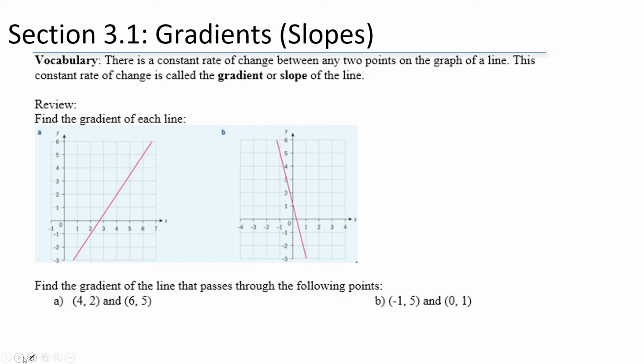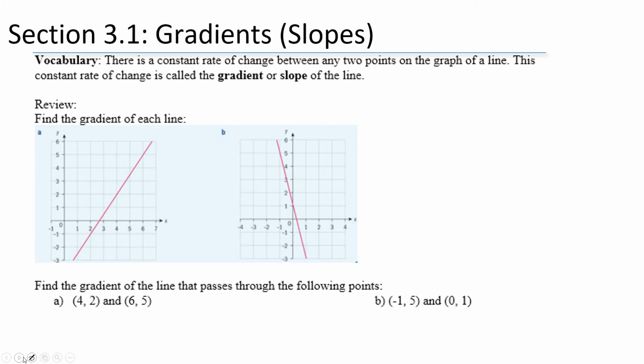So in section 3.1, we're going to start all the way back with an Algebra 1 skill, which was talking about the slope of a line. In IB, instead of using the word slope, they'll use the word gradient or the grade of that function. So there's a constant rate of change between any 2 points on the graph of a line.